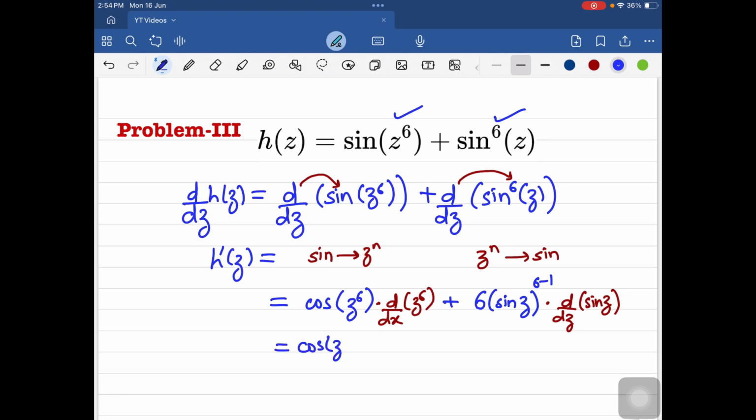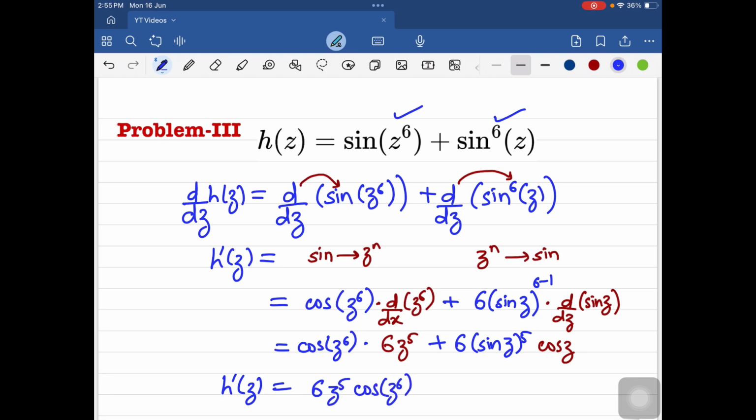So cos z to the power 6 into, what is the derivative of z to the power 6? It will be 6 z to the power 5. Yes, we decrease the power by one after applying the formula. This is sine z to the power 5, and the derivative of sine z will be cos z. So finally I am going to write the answer of my problem, which is h prime z equals 6 constant. I am writing first z to the power 5 cos z to the power 6 plus 6 sine to the power 5 z into cos z. So I hope you have followed this problem.